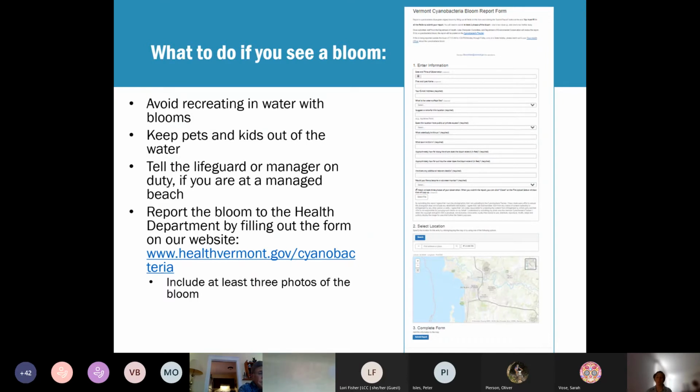And then finally, we would love for you to report the bloom to the health department by filling out the form on our website that you can see here. There's just a bit of information that we collect on where the bloom was, what it looked like. And then we also really want you to include at least 3 photos of the bloom from different angles and different distances so we can see what you're seeing. And the multiple photos help counter the difficulties of photographing water, including glare and reflections. And we'll talk about what happens with those reports in just a minute.